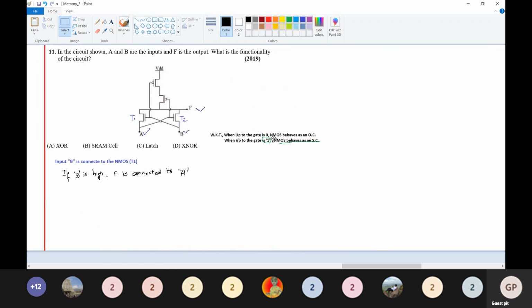See here, the input. When B is high, what happens? The NMOS behaves as a short circuit. So when B is equal to 1, this behaves as a short circuit, and F is connected to A. This is what I'm trying to tell you. In short, if B is equal to 1, F is equal to A.